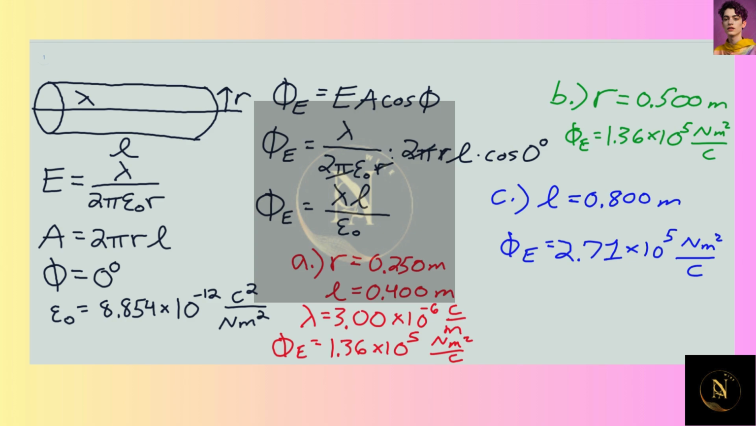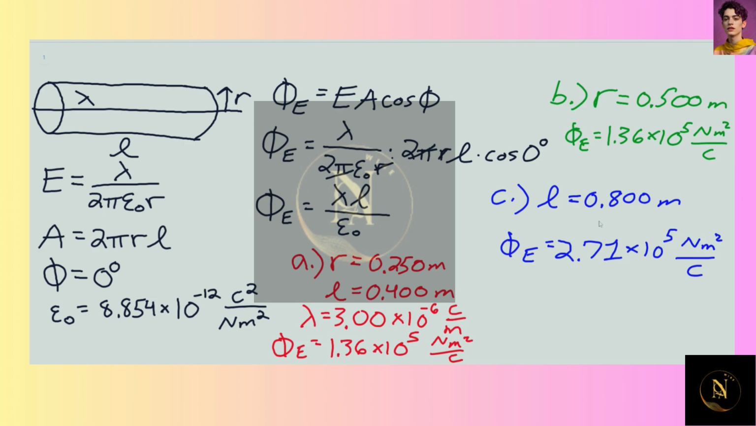In part B, we're asked, what is the flux of the cylinder if the radius is increased to 0.500 meters? So now we have a new radius, but our radius canceled out. So we have the exact same calculation as part A because the radius didn't even matter. So we have the exact same answer from part A. Again, 1.36 times 10 to the 5 Newton times meter squared per coulomb.